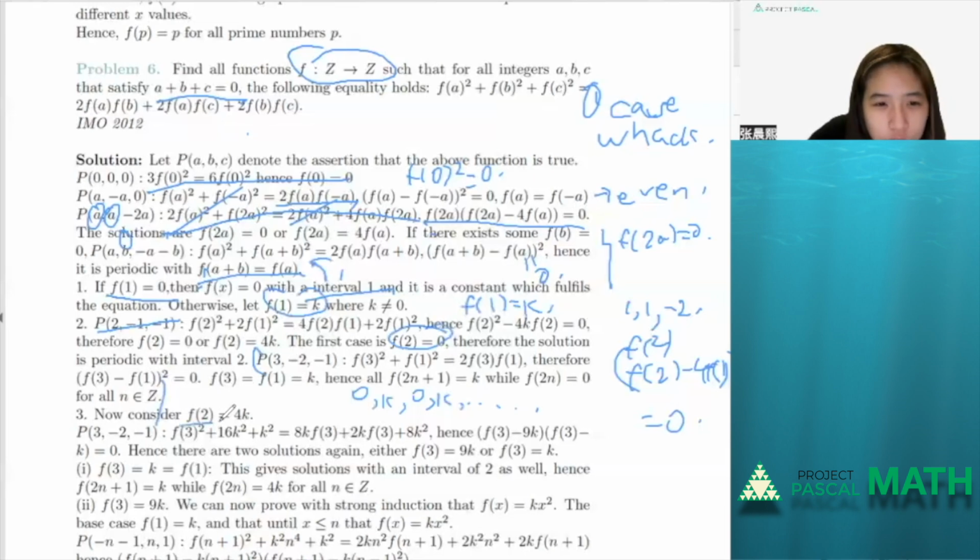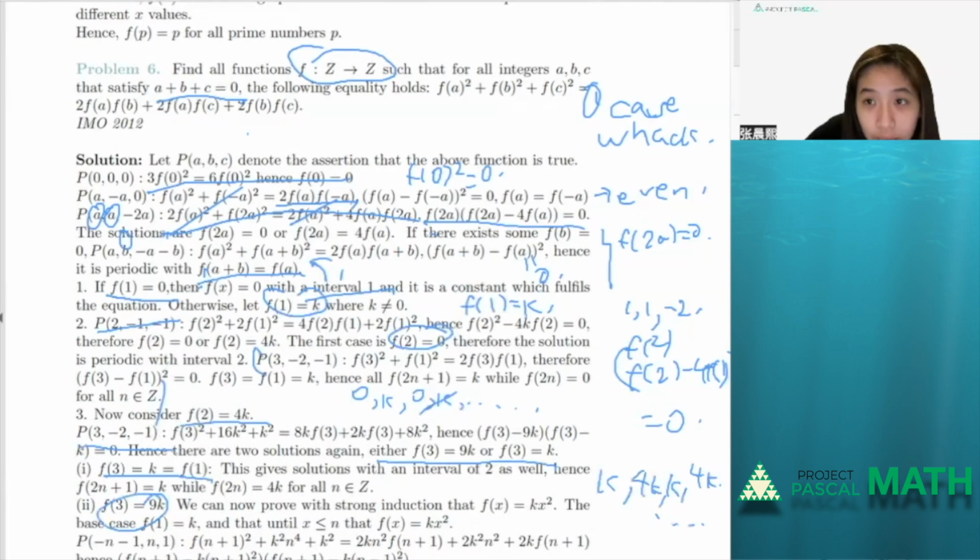And when f(2) equals 4k, which is the other case, you substitute this in again, 3, -2, -1, because it's the most immediate substitution you can think of. And then you get two solutions again. Quite annoying. So first you assume this is true, and you realize that, oh, it repeats by interval. So you check again for the even intervals, and you realize that it does repeat by intervals. So it's like k, 4k, k, 4k, and so on. And when f(3) equals 9k, you realize that it's like k, 4k, 9k.